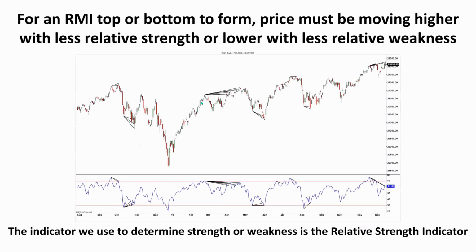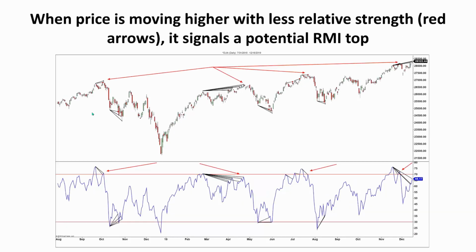Now, for an RMI, Rhodes momentum indicator, top or bottom to form, price must be moving higher with less relative strength, or it must be moving lower with less relative weakness. The indicator that we use to determine strength or weakness is the relative strength indicator. It's a tool available to all of you on your NinjaTrader application. So just take a look at these red arrows up at the top in the price section. Down below that is the relative strength indicator. When price is moving higher with less relative strength, it signals a potential Rhodes momentum indicator top.